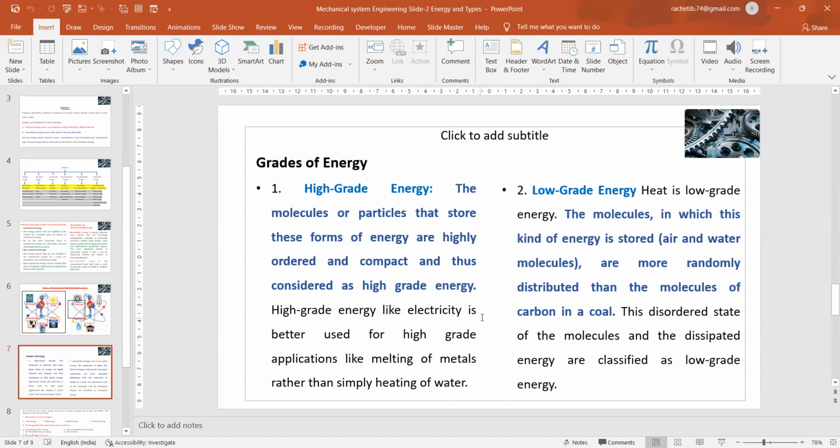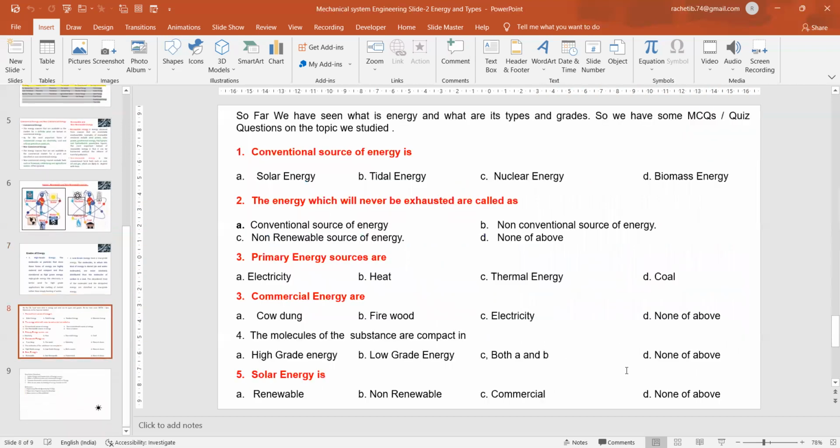High grade energy like electricity is better used for high grade applications like melting of metals rather than simply heating of water. So these are high grade energy. Low grade energy is in a scattered form. Heat is a low grade energy. The molecules in which this kind of energy is stored, air and water molecules, are more randomly distributed than the molecules of the carbon in a coal. This disordered state of the molecules and the dissipated energy are classified as low grade energy.